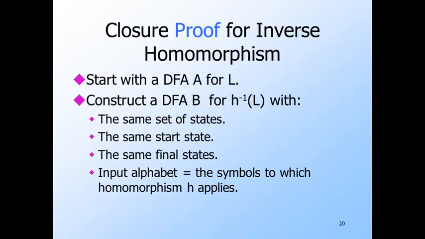While for forward homomorphism the regular expression representation was dandy, to show that the inverse homomorphism of a regular language is regular is best done with DFAs. Start with a DFA A for L and construct a DFA B for H inverse of L. B has almost everything the same as A, the same states, the same start state, the same final states. But the input alphabet for B is the appropriate input alphabet, that is, the set of symbols to which the homomorphism H applies. We then fix up the transition function for B to reflect both the new set of input symbols and the effect on those symbols of the homomorphism.